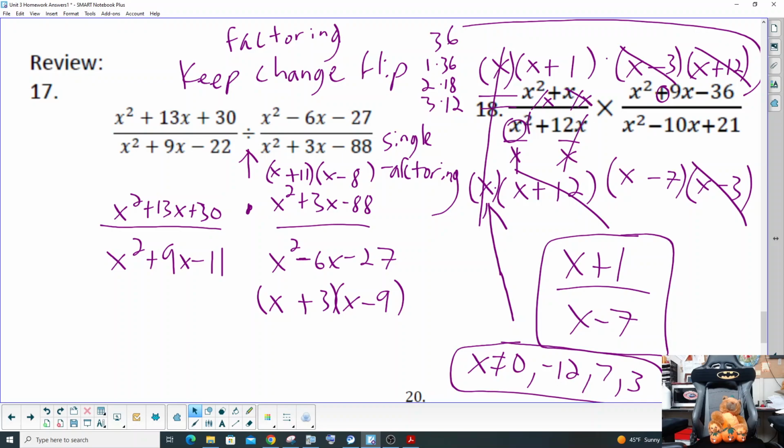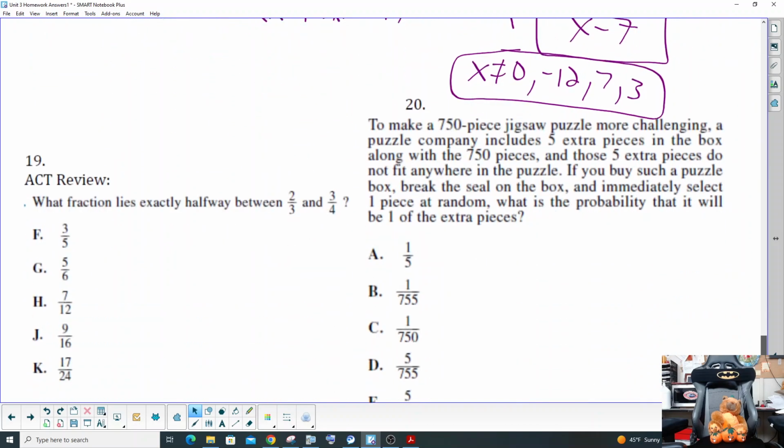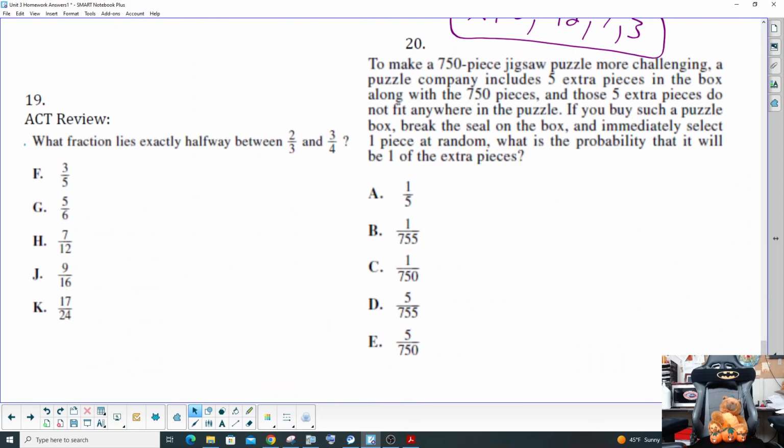Okay, last but not least, we're going to do a word problem. ACT review that's coming up, you guys, at the beginning of next year, February, March, April.